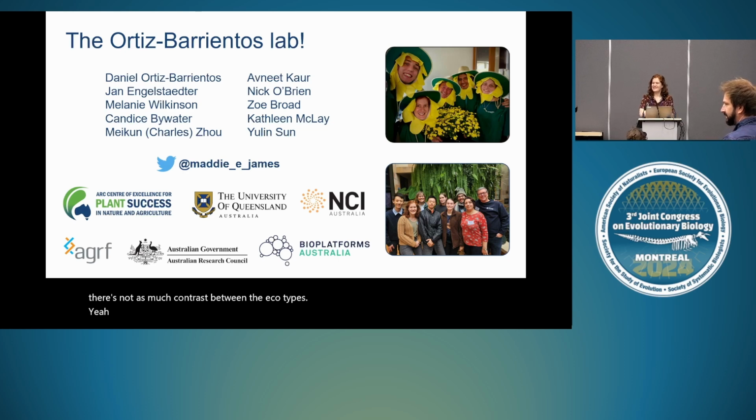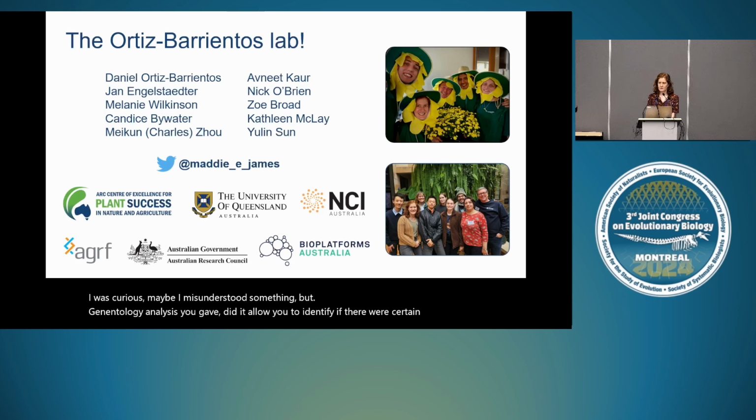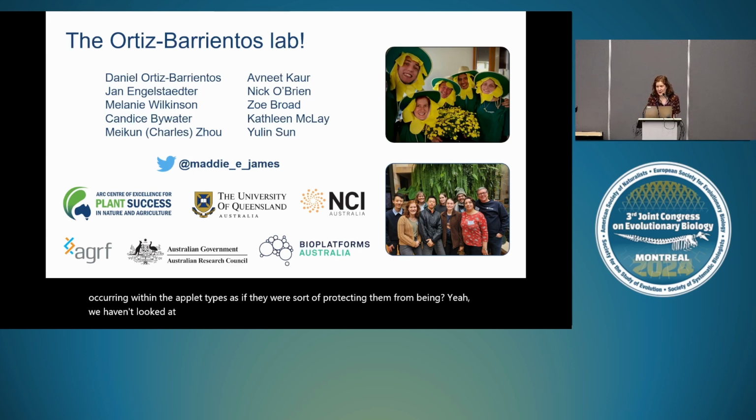Thank you. Hi. I was curious, maybe I misunderstood something, but the gene ontology analysis you did, did it allow you to identify if there were certain functions co-occurring within the haplotypes, as if they were sort of protecting them from being disrupted? We haven't looked at that yet. This is all kind of really new analysis, but it's something I think we should look at. We haven't looked at the between haplotype functions and how they link together with each other. But super interesting. Yeah, definitely. Thank you.